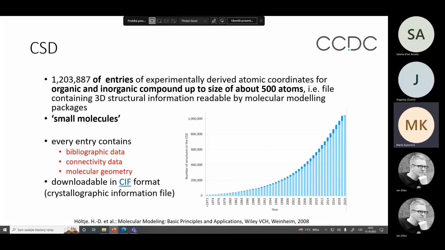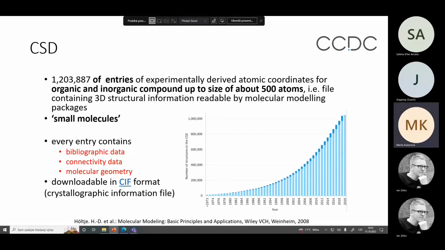I would like to show you some statistics from this database. In the year 2020, there were more than 1 million entries. This number, 1 million and more than 200,000, is the number from this year. So it involves entries of experimentally derived coordinates for organic and inorganic compounds up to the size of 500 atoms. So low molecular compounds, so-called small molecules.